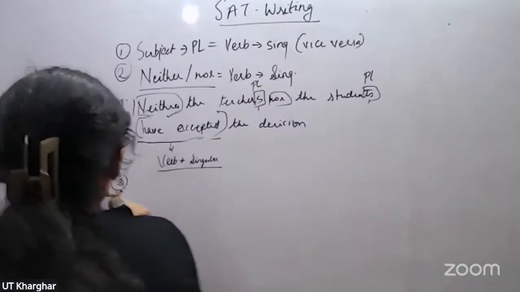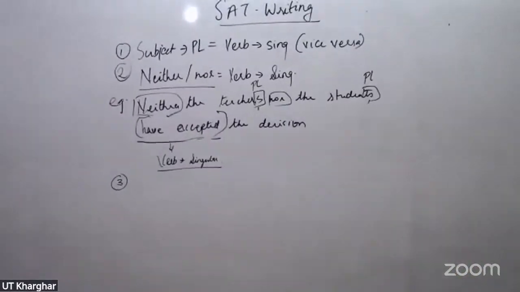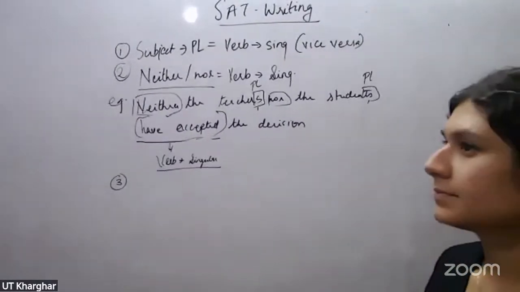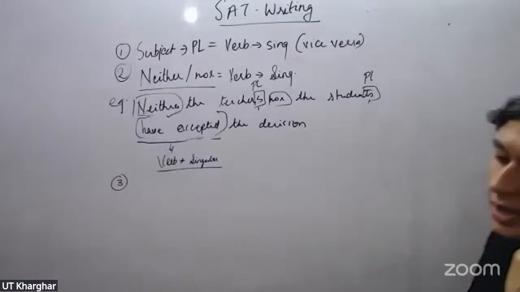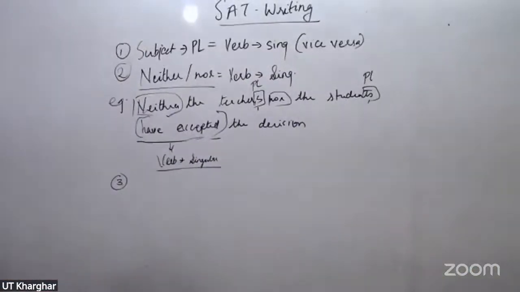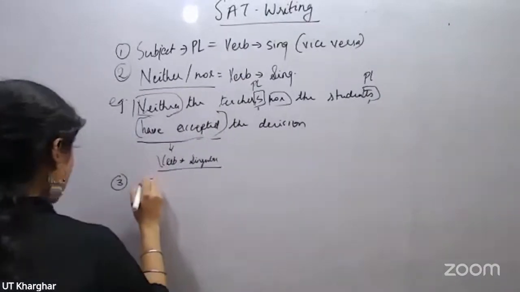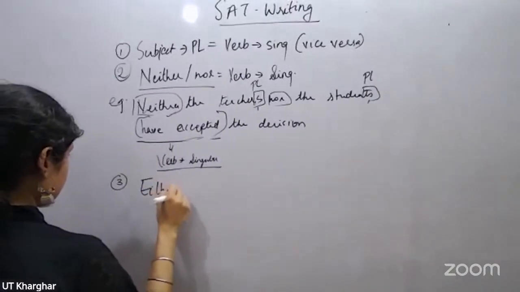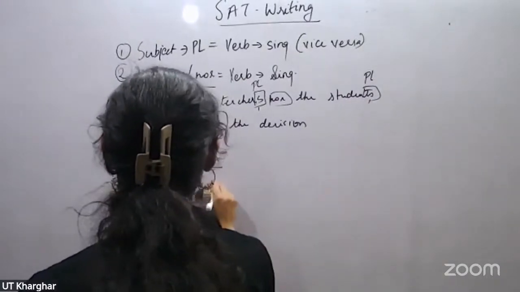Neither and nor. Can you tell me what are neither and nor? Are they coordinating conjunctions or subordinating conjunctions? Okay. Perfect. Yes, they are subordinating conjunctions. Now let us look at the third rule. Okay. So whenever we have the word either, then the verb would be singular.